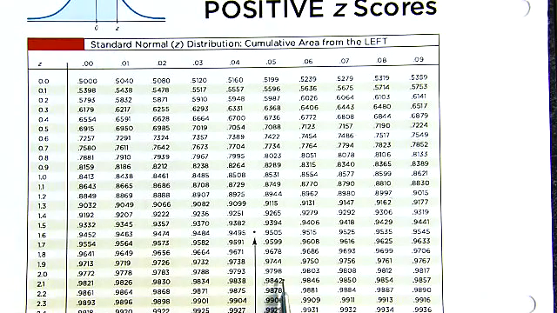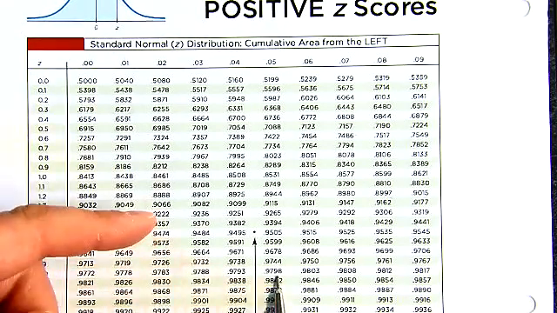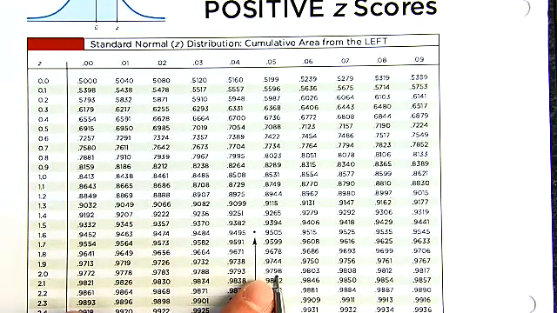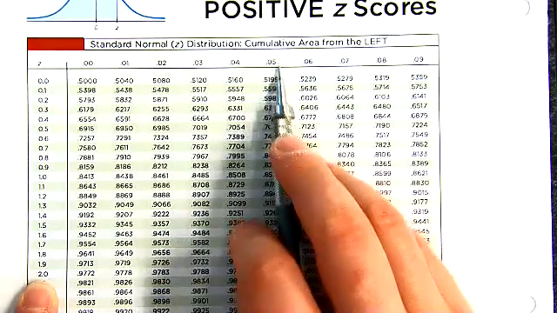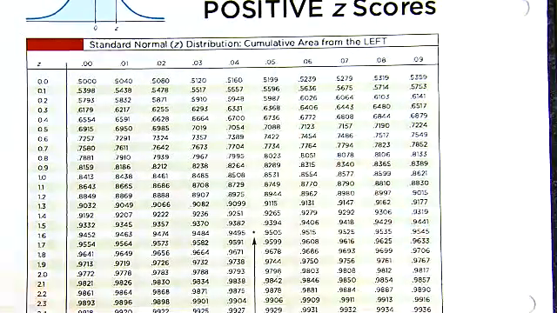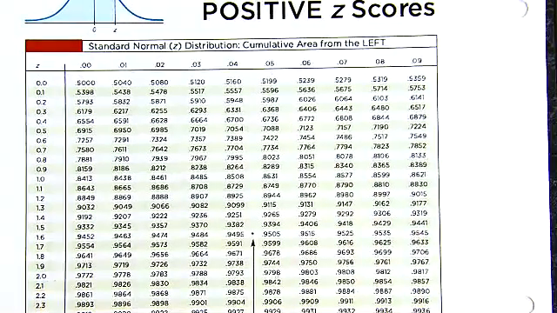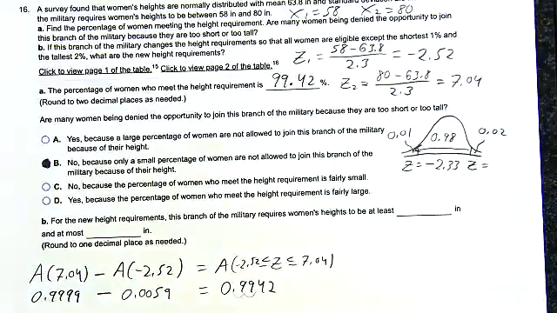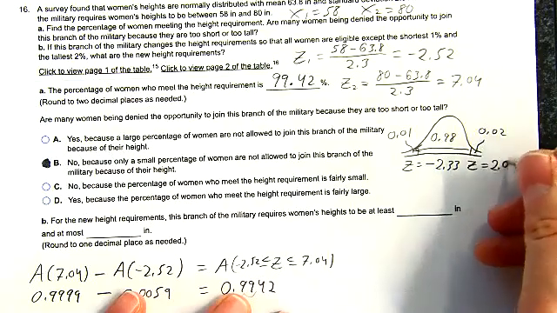And we get 0.9798, which is 2 units away, and this is 0.9803, which is 3 units away. So we'll go with this one, which is 2.05. So this one is 2.05.